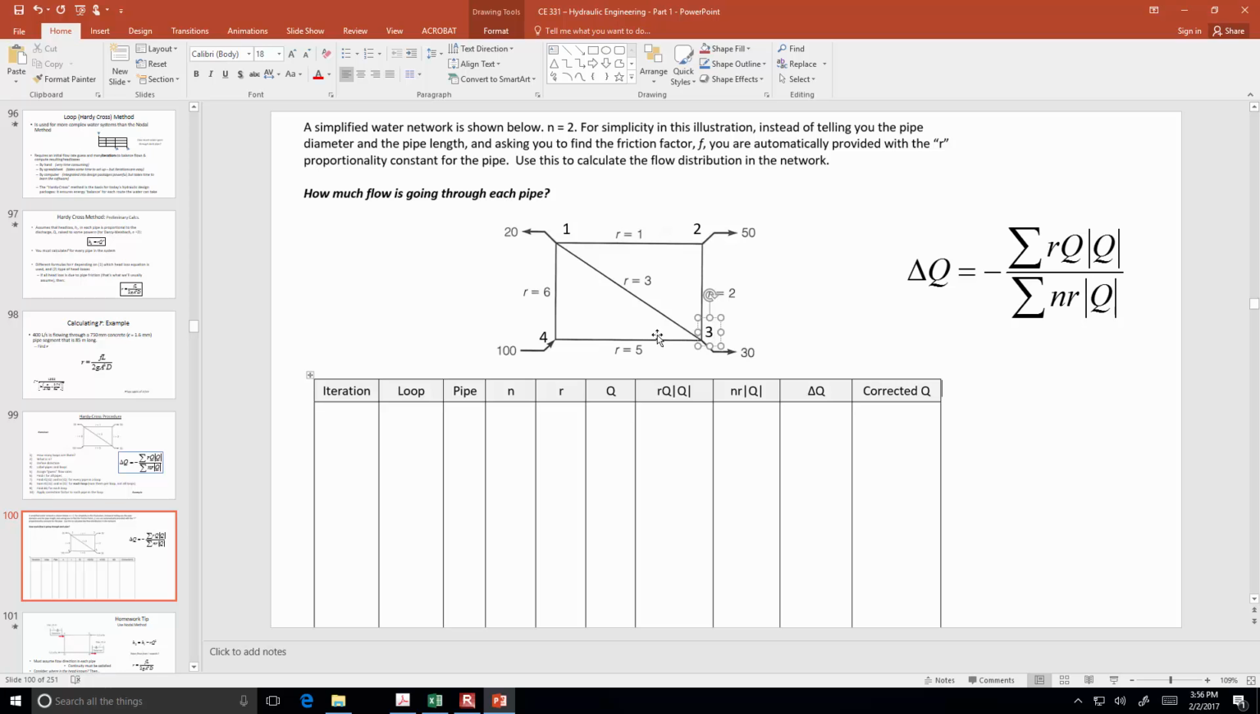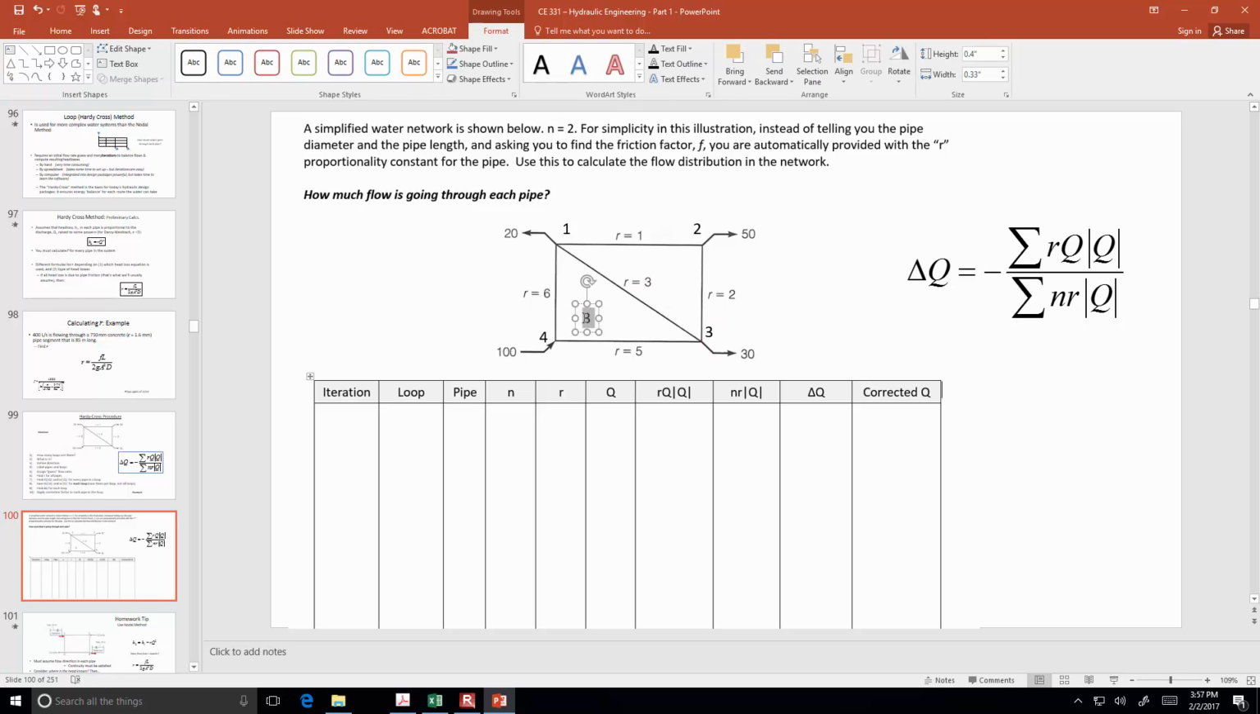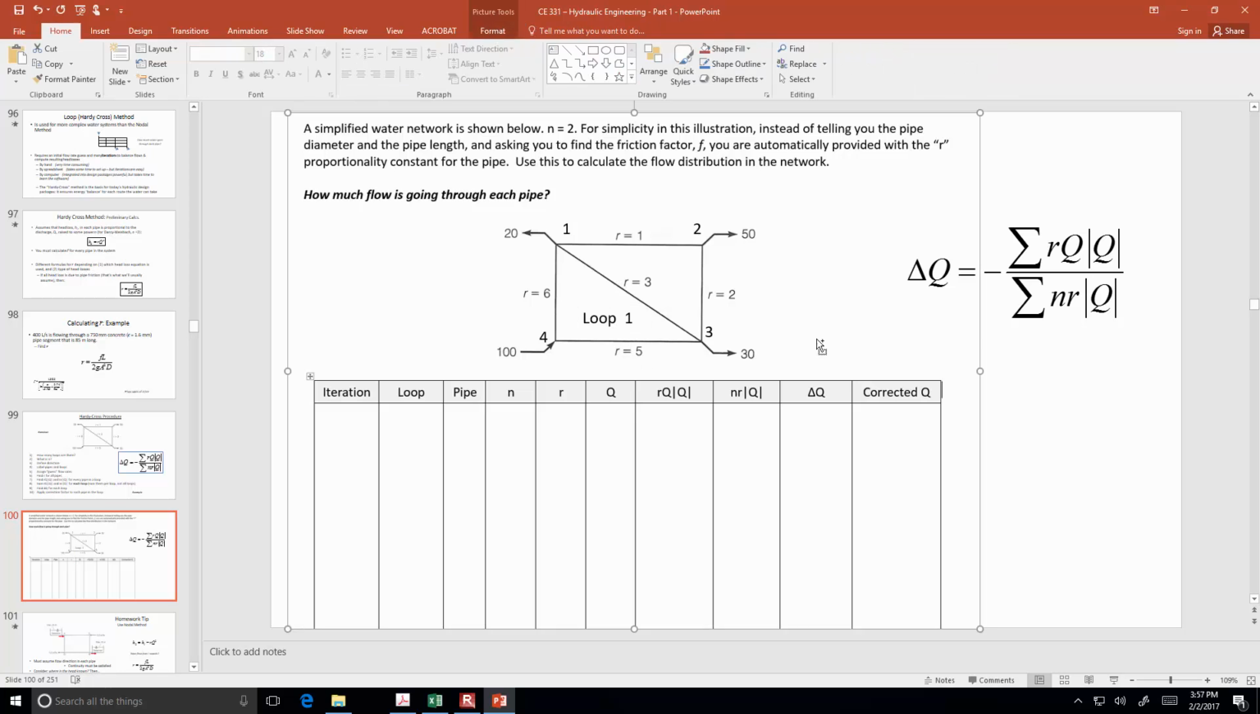And then I'm going to give names to the loops as well. I'm going to call this bottom one loop 1. It doesn't matter. It could have been either way, but loop 1. And loop 2.